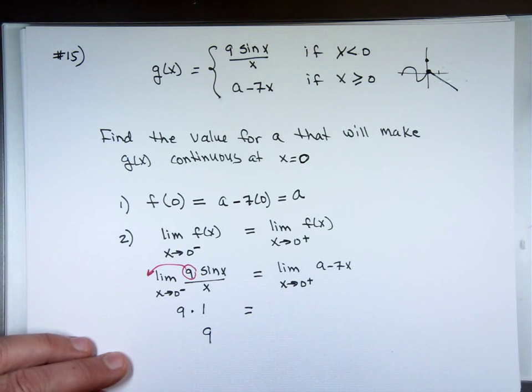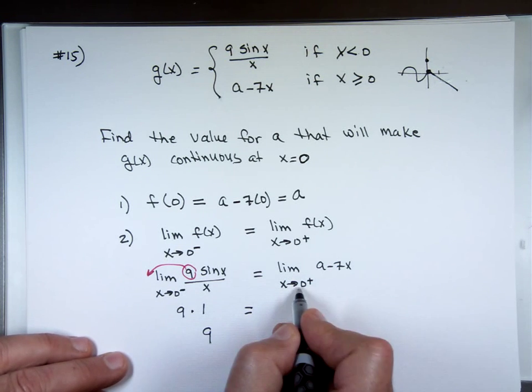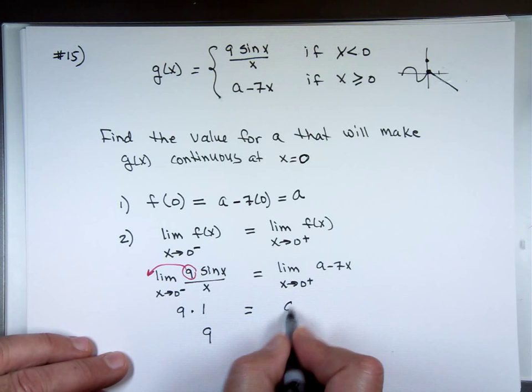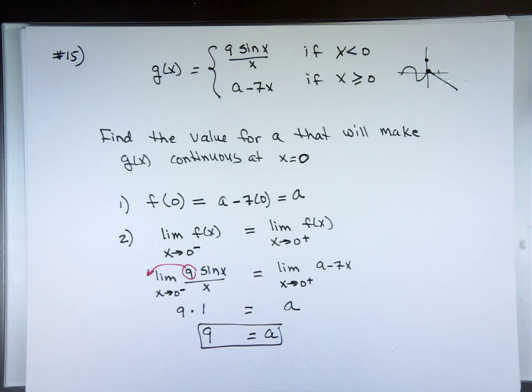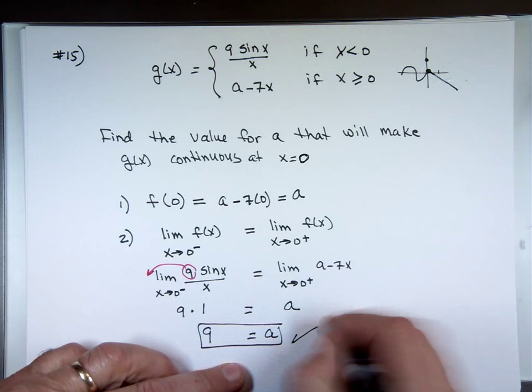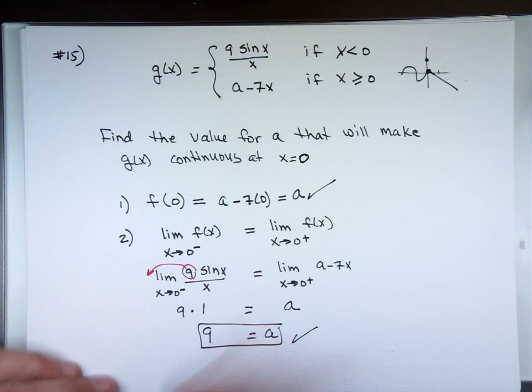From the right side, as x approaches 0, what do we have? A. So you want A to equal what? 9. If A equals 9, we have a limit. The limit is 9. The function is 9. And step number 3, they will equal each other.